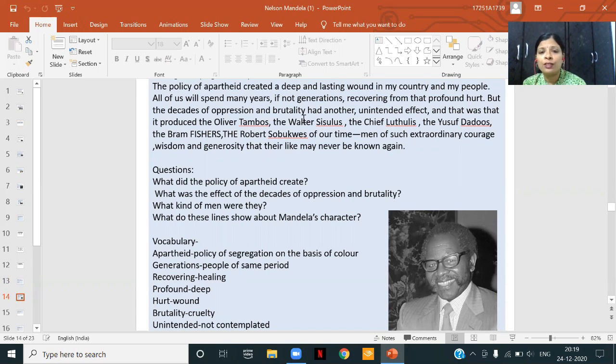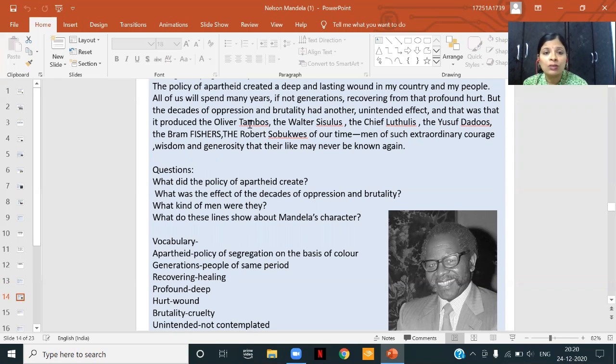But the decades of oppression and brutality had another unintended effect, and that was that it produced the Oliver Thambos, the Walter Sisulas, Chief Luthulis, and Yusuf Dadoos, the Bram Fishers, the Robert Sobukwes of our time. Men of such extraordinary courage, wisdom, and generosity that their like may never be known again. So Nelson Mandela says, there was all negativity around, but because of the oppression and the brutality, there was one other positive effect. What was that positive effect? Because of the oppression and because of the brutality, the national heroes were born.